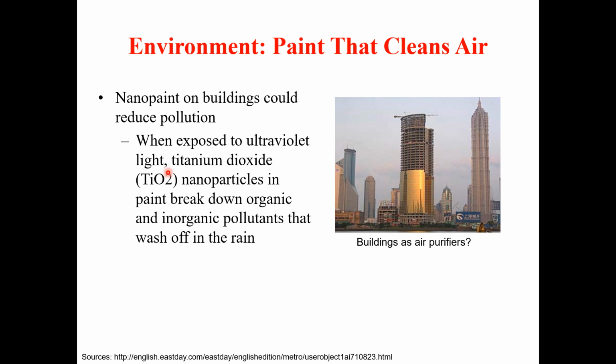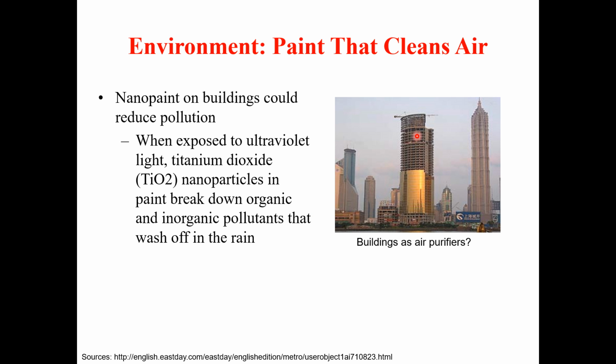So what happens to the titanium dioxide nanoparticle? The titanium dioxide nanoparticle has the capacity that when it is exposed to ultraviolet light, the paints break down organic and inorganic pollutants that wash up in the rain. This is the characteristic of the titanium dioxide nanoparticles. We basically design a paint that consists of titanium dioxide nanoparticles. We put that on a building. The characteristic is that when exposed to ultraviolet light, the titanium dioxide nanoparticle in the paint breaks down organic and inorganic pollutants that wash up in the rain.